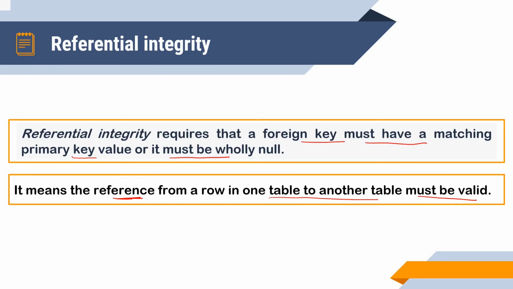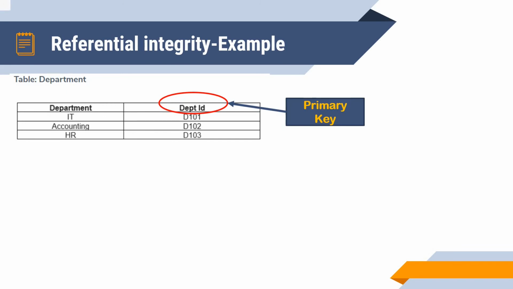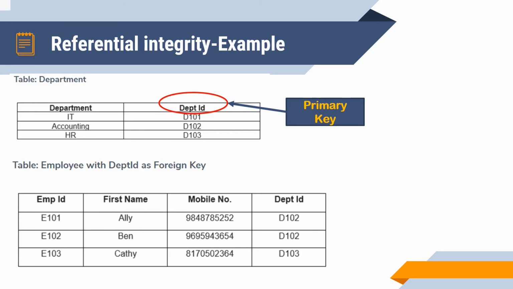So let me give you an example, then you will better understand what we mean by this. Over here we have a department table. In this department table, we have department ID and department name: D101, D102 and D103, and the department names are IT, Accounting and HR. Also, I have given an employee table with employee ID, first name, and mobile number, but that employee must be allocated to a department. So this department ID is serving as the foreign key, because it was the primary key of the department table. So it is serving as a foreign key in this table.